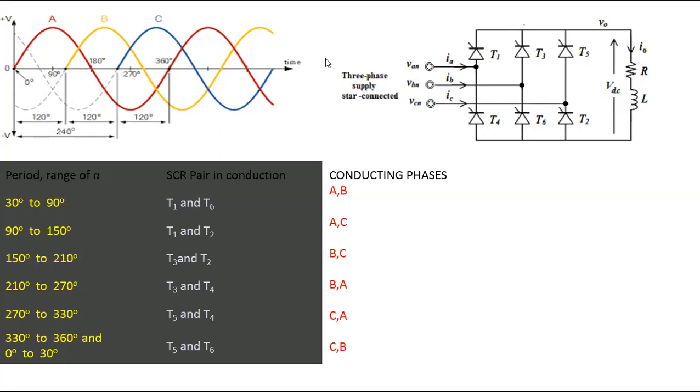Now I'll show the animation also, and next I'll ask you to tell the range 150 to 210. Right now we'll only see 150 to 210.